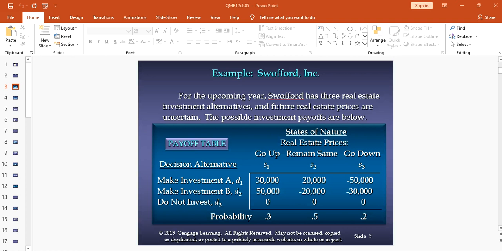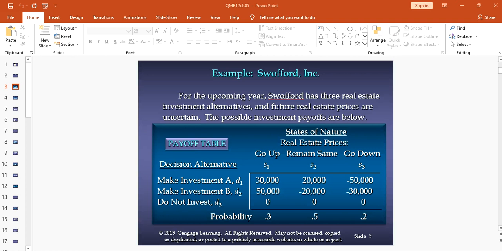So here is an example for Swofford company, a real estate company. They have three choices to make investment: A, investment B, or to not invest. And the expected payoff scenarios are here, states of nature: if the price goes up, remains the same, goes down. So the potential payoffs are here. Okay?